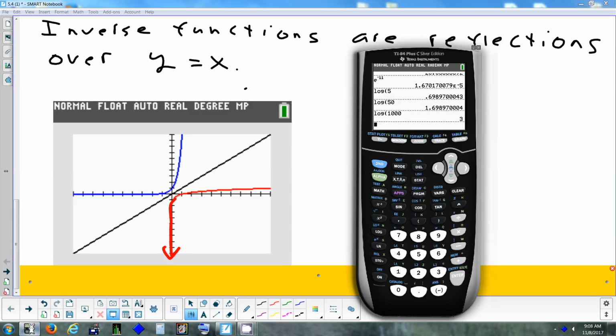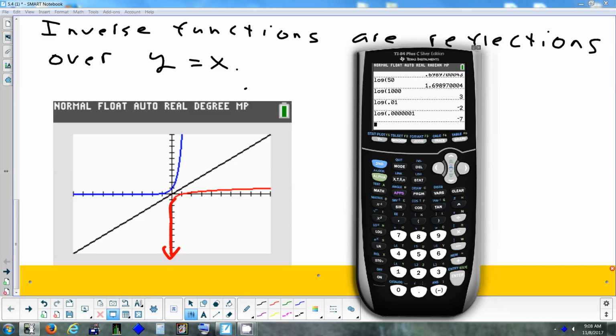Also notice here there's a vertical asymptote. Just like exponentials have a horizontal asymptote, logs have a vertical one. As you get closer and closer to 0, like try the log of 0.01, okay, you're going negative. Log of 0.000001, you're at -7. So the closer and closer you get to 0, the further down on the y-axis you go.